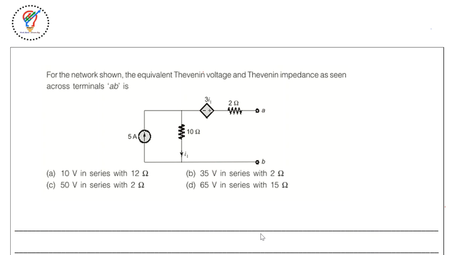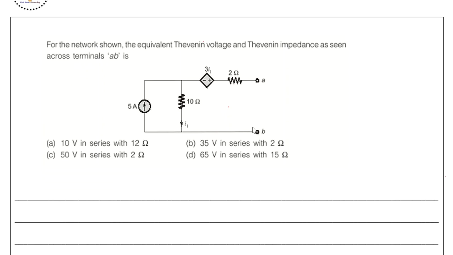As I told you yesterday, we will continue the GATE 2021 Networks or Electrical Circuits questions from ECE, Electrical and Electronics Engineering, that is EEE, and Instrumentation Engineering. So let's discuss the question here. The question is: for the network shown, find the equivalent Thevenin's voltage and Thevenin's impedance as seen across the terminals A and B. It's a very simple question asked in the GATE 2021 electrical circuits paper. So see how to solve this.